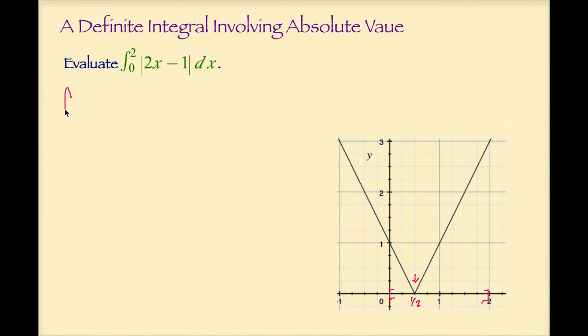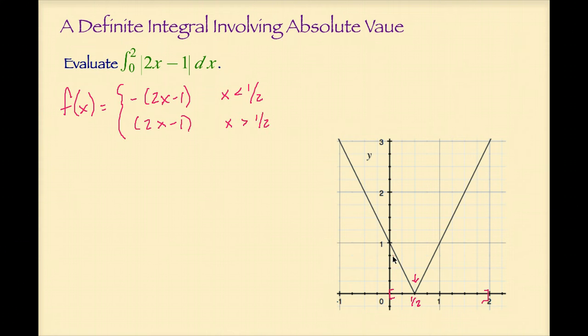In fact, this absolute value function can be written as a piecewise function. We can say that it is the curve negative 2x plus 1 when x is less than 1/2, and it is the curve 2x minus 1 when x is greater than 1/2.